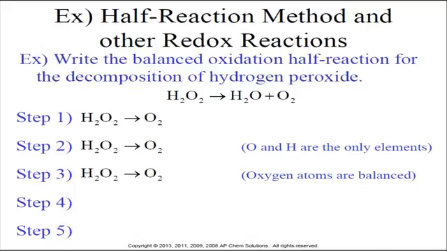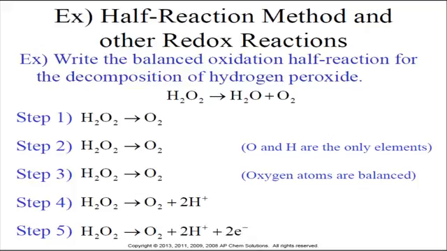We have to balance our H's by adding H pluses. So we do need 2 H pluses on our product side. Now where are we going to put our electrons? They're going to need to go in our product side so that our charges cancel. And then that is our half reaction. That's the only thing that we have to do.